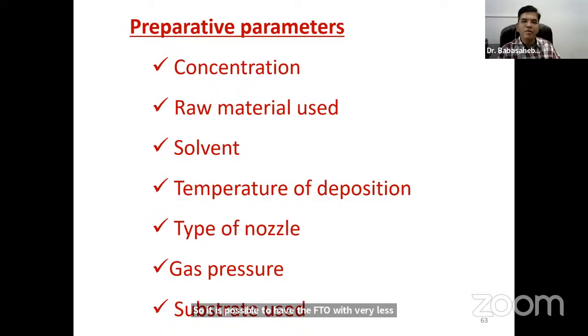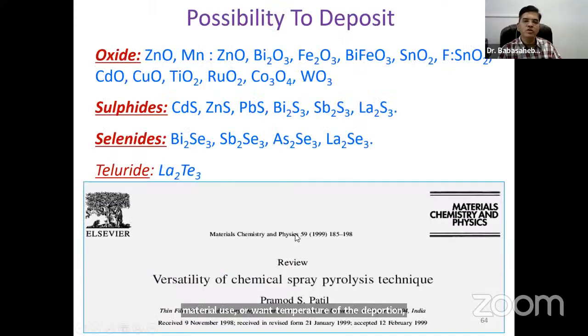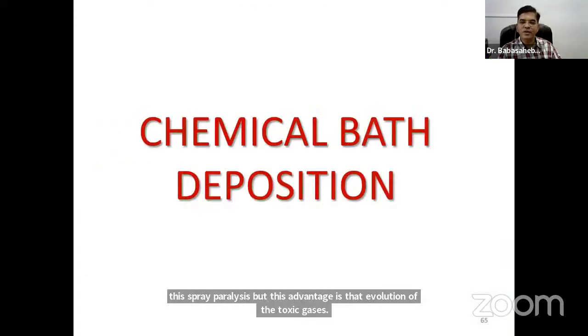So what are the preparatory parameters inside this one? You can think about concentration, raw material used, solvent, temperature of the deposition, type of nozzle, gas pressure used, and substrate used. So different oxides, different sulfides, different selenides, different tellurides are also possible to make on the substrate surface. But the added advantage is that you can get very uniform as well as adhesive film because of this spray pyrolysis. But the disadvantage is the evolution of toxic gases. So each method has its own advantages as well as disadvantages.